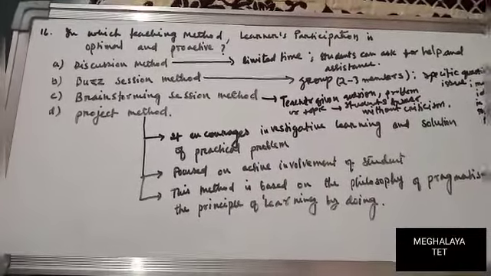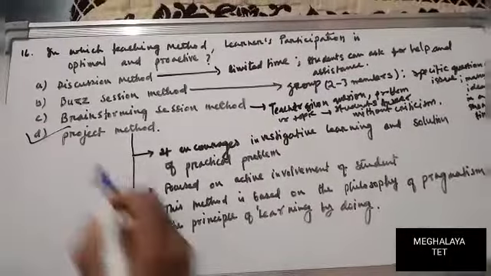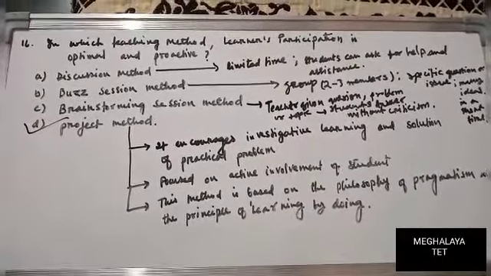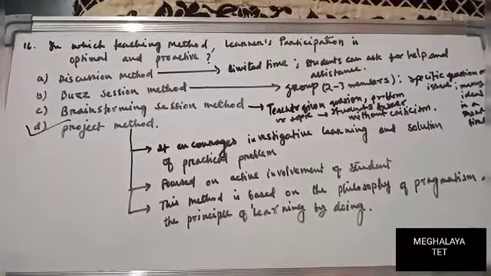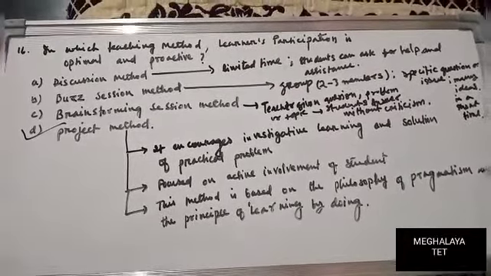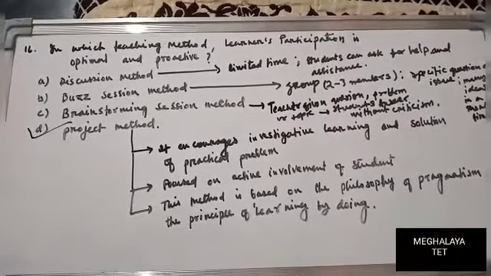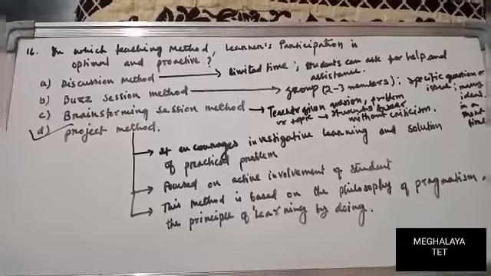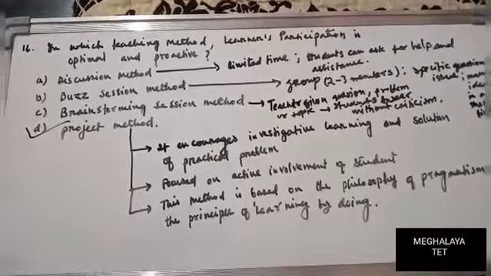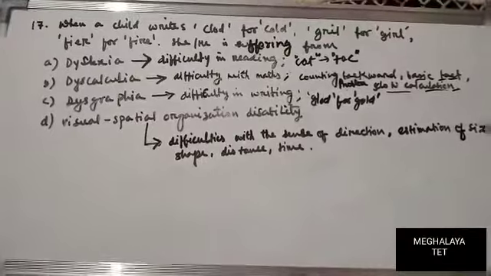So the best answer for this question is the project method. Project method is the answer to the question: in which teaching method is learner participation optimal and proactive? In the project method, learner participation is optimal and proactive. I have seen somewhere the discussion method given as the answer, but the discussion method is not the correct answer for this question. The project method is the correct answer. So next, question number 17.